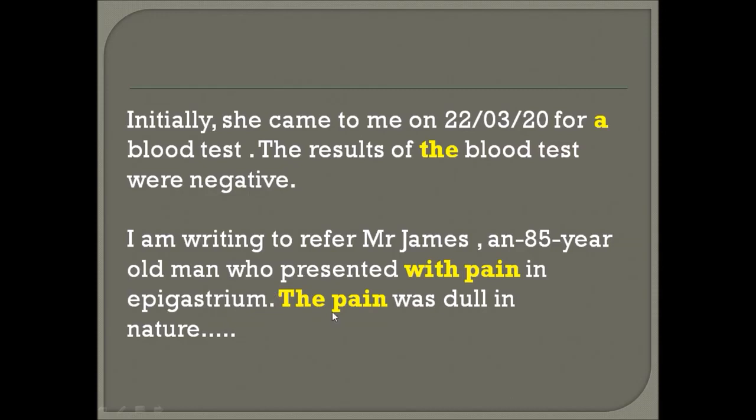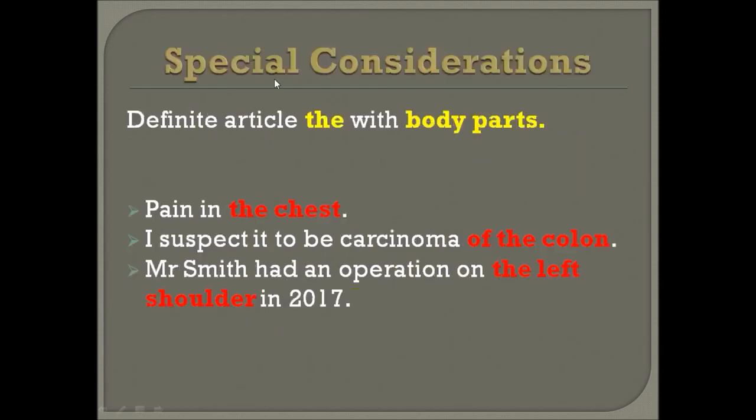Okay, when we are mentioning something for the first time, then we can use the article a or an, or there could be no article, like with pain, with information, with advice. But when we are going to mention it for the second time, definitely the article the should be used.